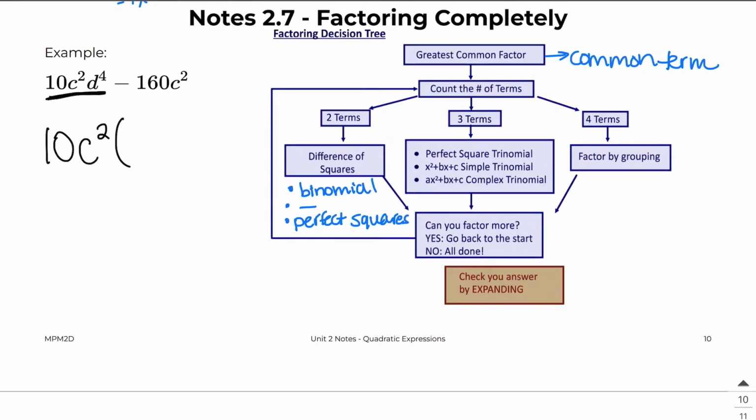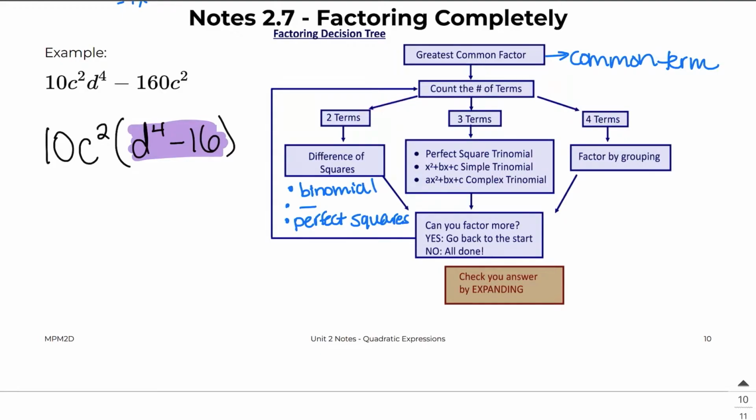When I factor that out of the first term, I have a d to the power of 4 left over. When I factor it out of the second term, I have a negative 16 left over. Now, when I go through and I look at the next part, I'm going to completely ignore my GCF. So it's like my GCF's not even there. And I'm just going to look at what's inside of the brackets here. And I'm going to answer these questions based on what's in the brackets.